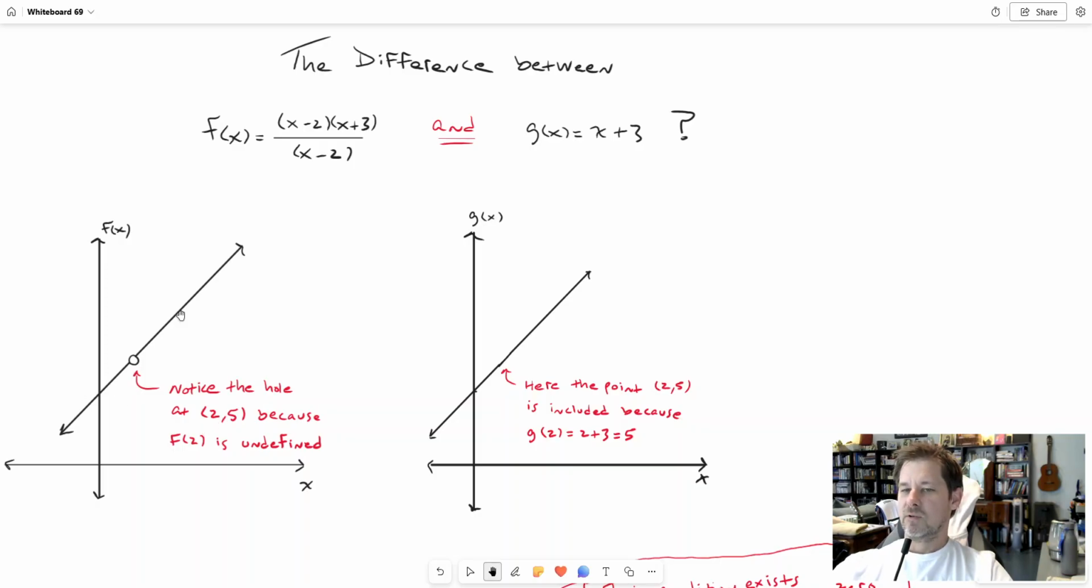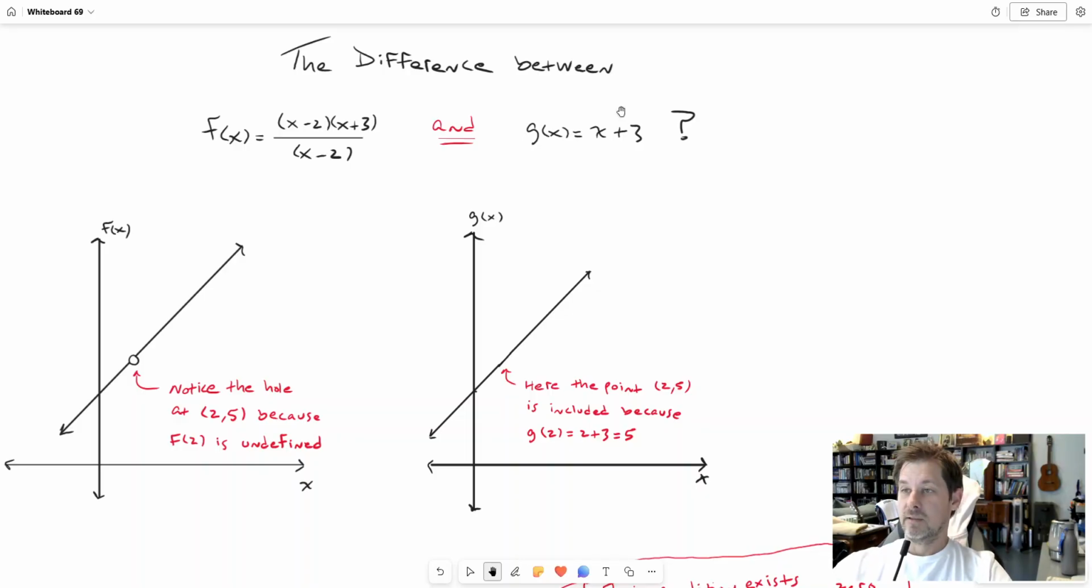Now, as far as why it's a line like this, and why besides that hole it looks just like this other one, I'll explain in a minute. So that's this one. It's a line like so. There's that hole in it right there where that point is not included. This one, on the other hand, is a line exactly like this one. This function's graph is just like this one. Everything identical, except that instead of having a hole at 2 and 5, that point at 2 for x, 5 for y is included.